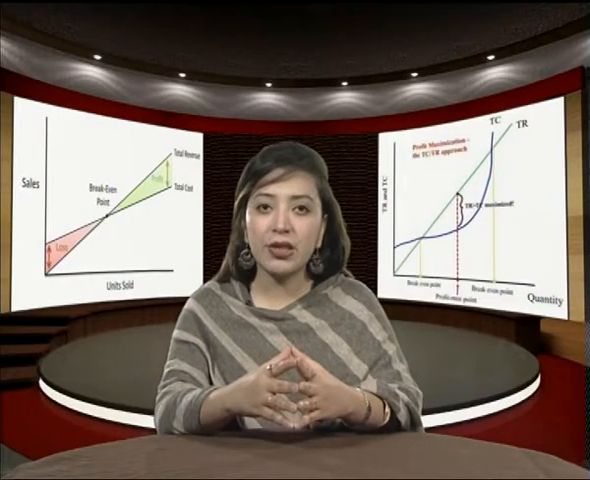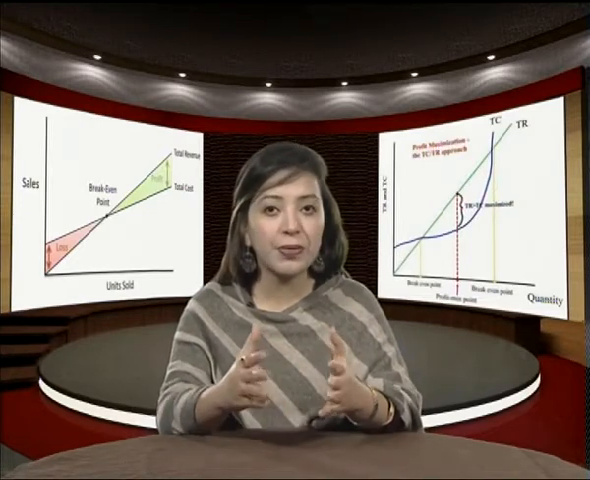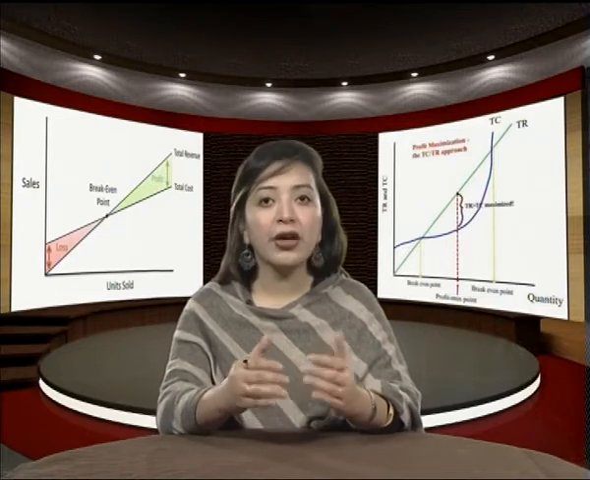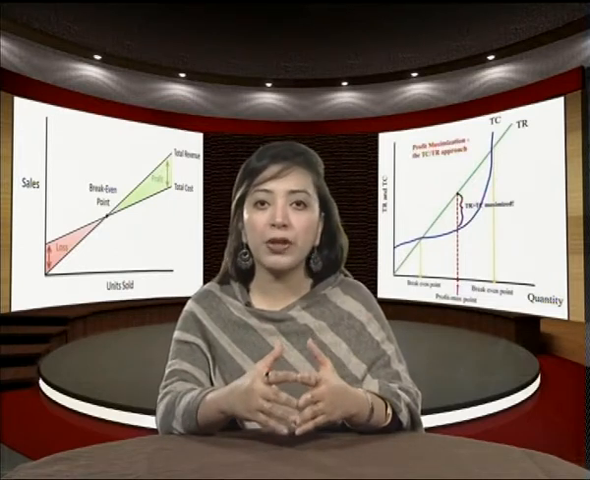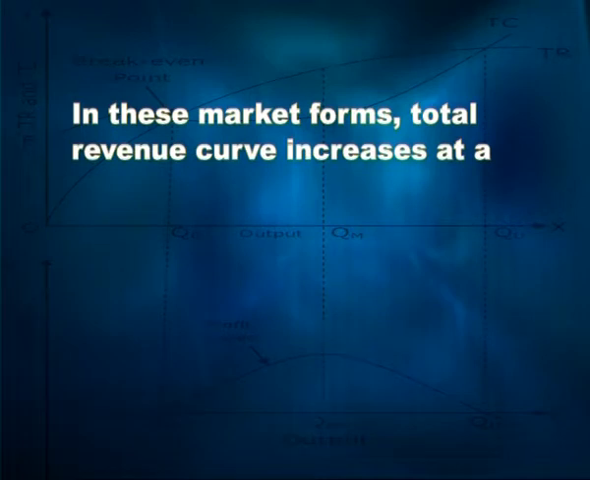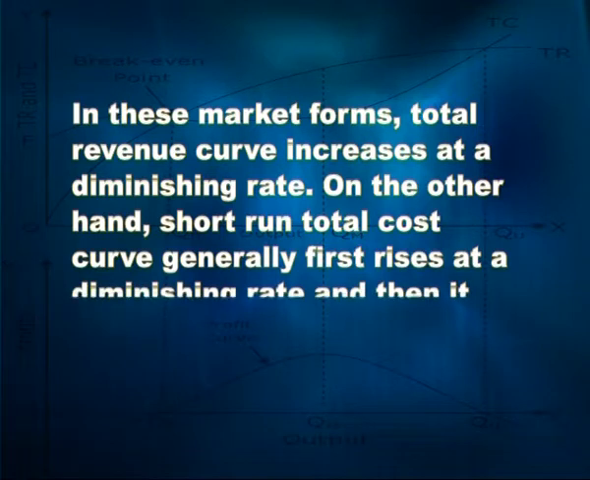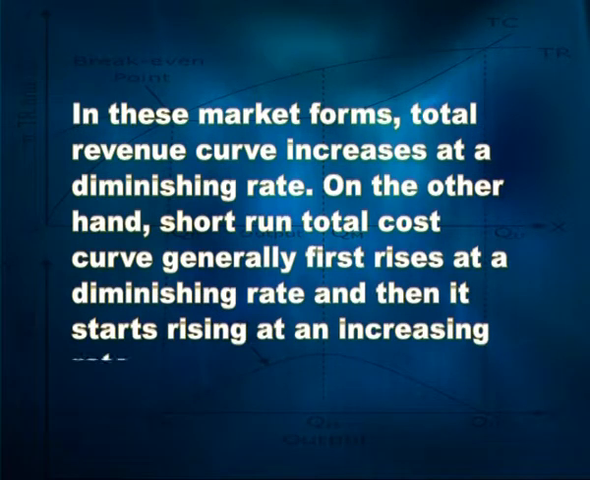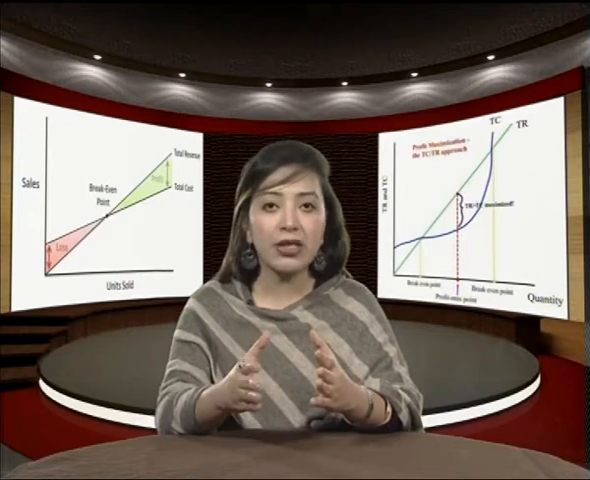In our above analysis of break-even point, we have assumed that both cost output and revenue output relationships are linear. However, in the market forms of monopoly and imperfect competition, such as monopolistic competition and oligopoly, the revenue output relationship is not linear. In these market forms, the total revenue curve increases at a diminishing rate. On the other hand, the short-run total cost curve generally first rises at a diminishing rate and then it starts rising at an increasing rate.